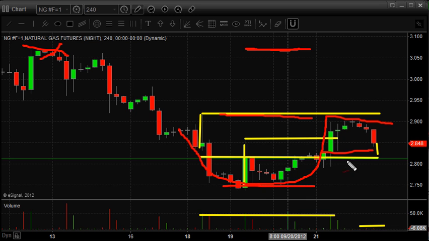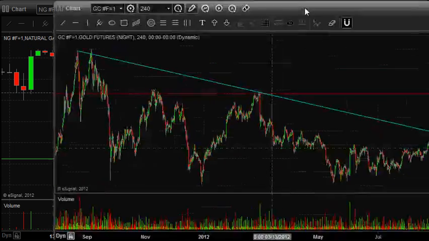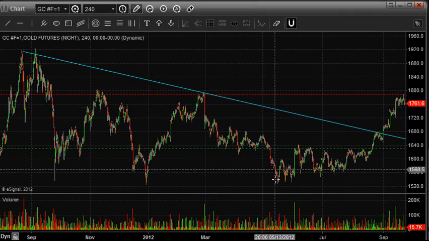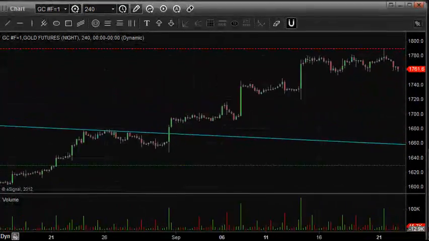So with any luck this week, hopefully we'll see the natural gas consolidate here and then break out and explode to the upside. Looking at precious metals, they've been holding up really well, but they're starting to pull back this morning with the rising dollar. Here's the gold chart.